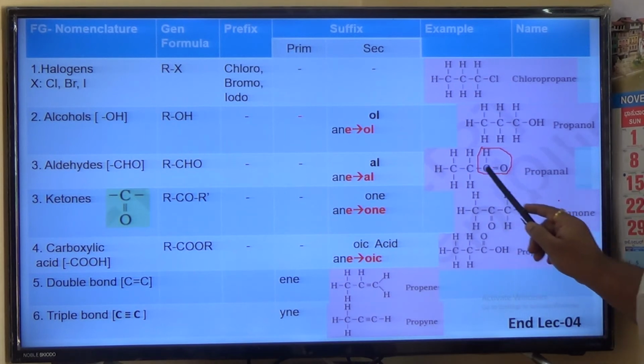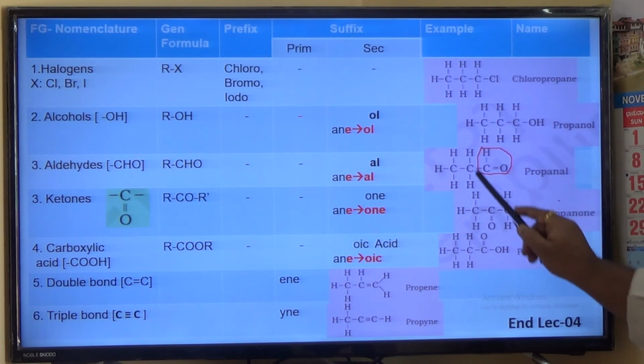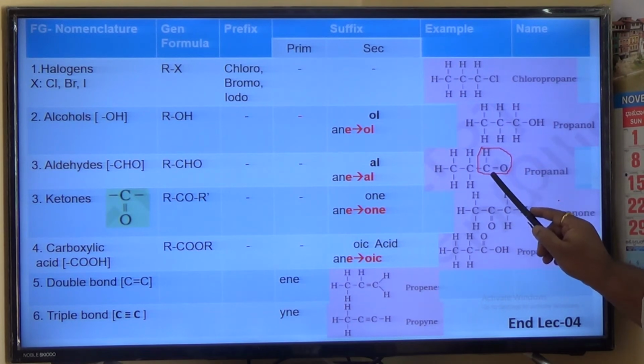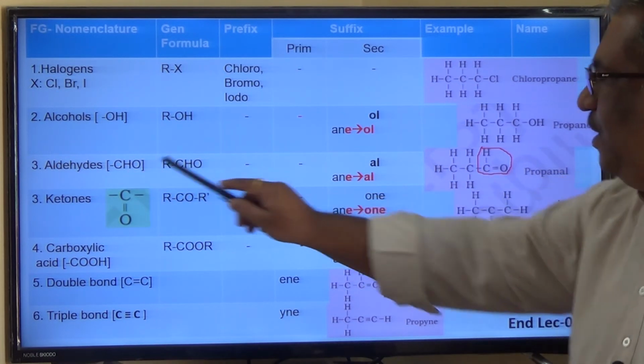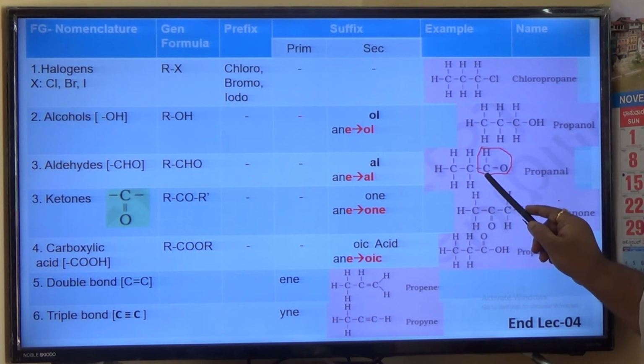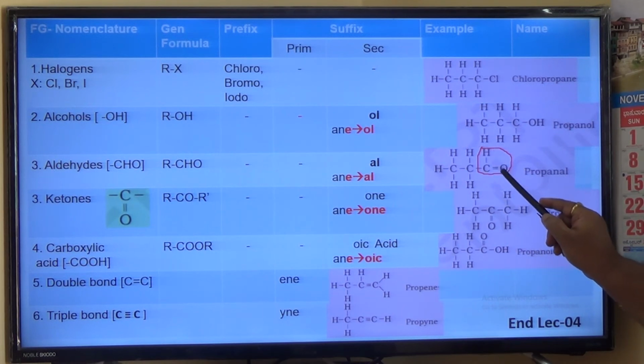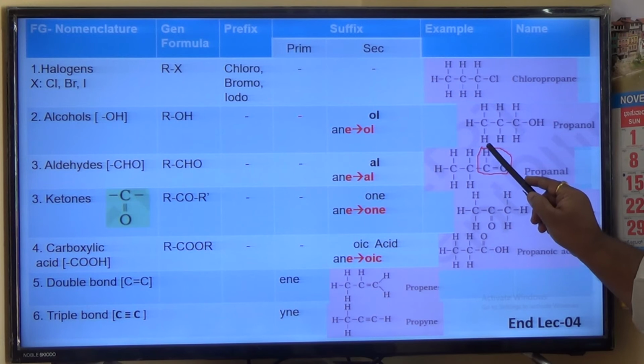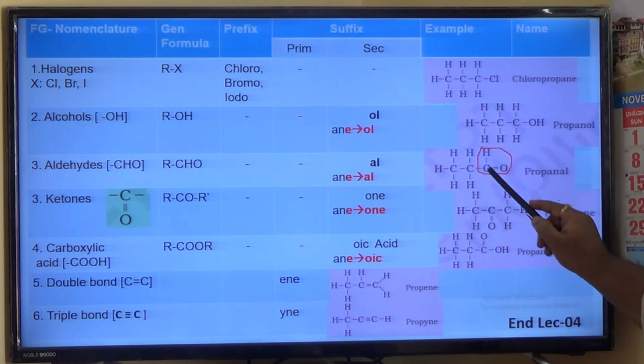Example, propane, which we had taken earlier. We have attached a CHO group to that propane. There will be 3 carbon atoms in propane, but one carbon atom is already available from this CHO. For that carbon we attach the double bond O, and we read this group completely as the CHO group.